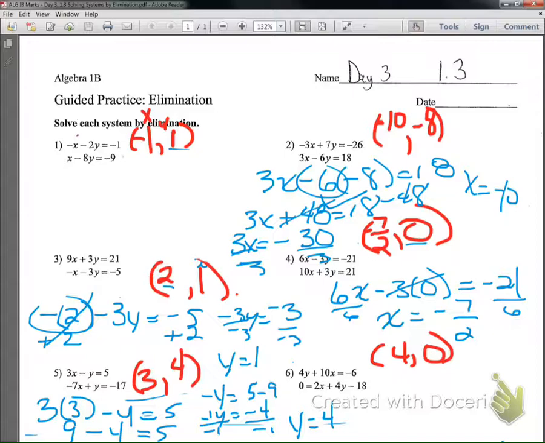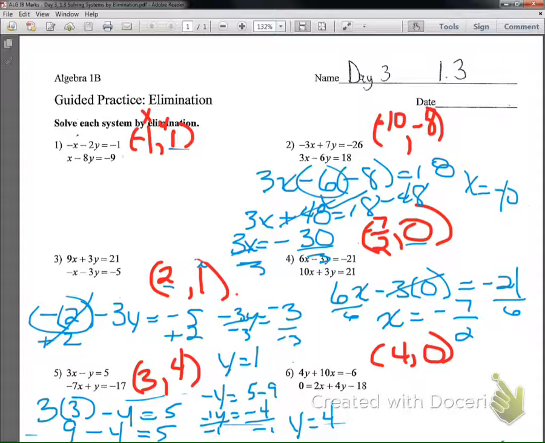And the last one, what happened here? Okay, it looks like we already had solved that one, so we were done with that one. Alright, try the next 4 problems on your own.